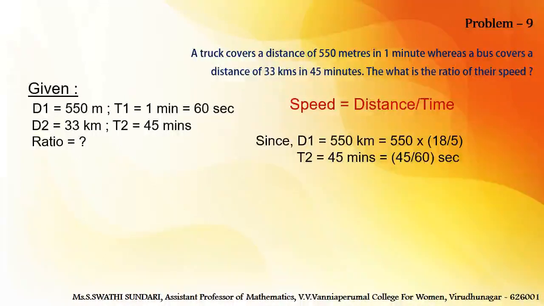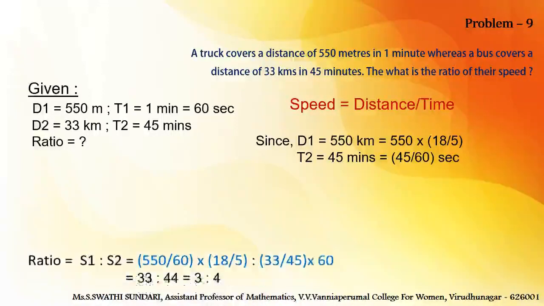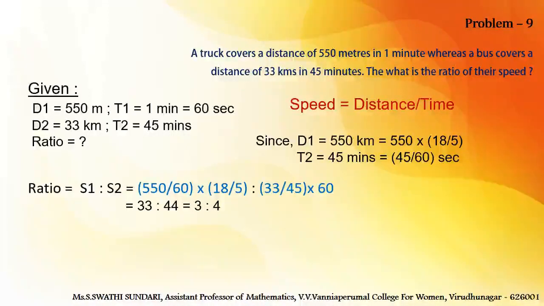Next we're gonna find the ratio. So here the ratio is S1 is to S2. Here S1 is distance by time formula. So 550 divided by 60 into 18 by 5 is to 33 divided by 45 into 60. So we're going to simplify this. We get 33 is to 44. We get 3 is to 4. So the ratio of the truck and the bus speed is 3 is to 4.